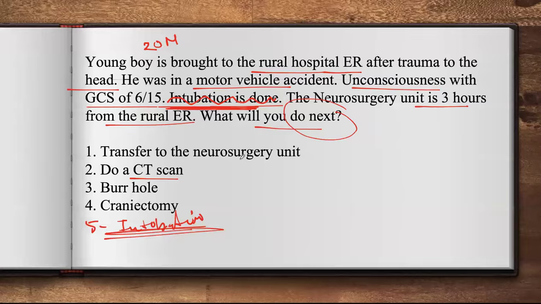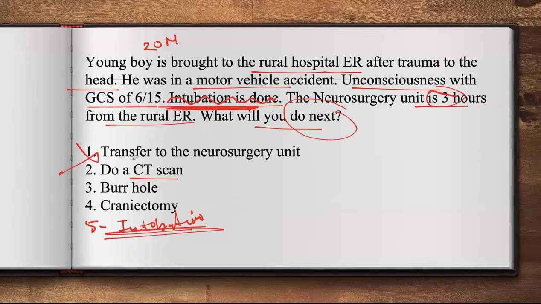So what are we going to do in this patient? This is a patient who is in the rural hospital, unconscious, GCS 6 out of 15, intubation done, so airway protected. But we can see the neurosurgery is more than 2 hours away. So we don't have the option of transferring the patient anymore.